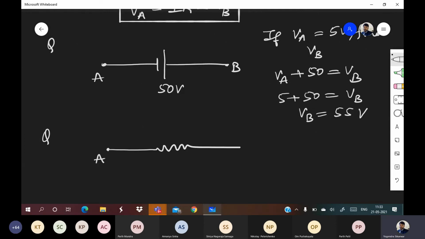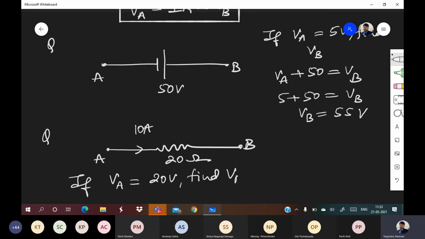All right. Next question. This is point A, this is point B. Current is 10 ampere, resistance is 20 ohm. If VA is equal to 20 volt, find VB.